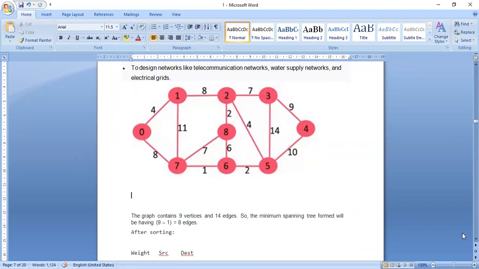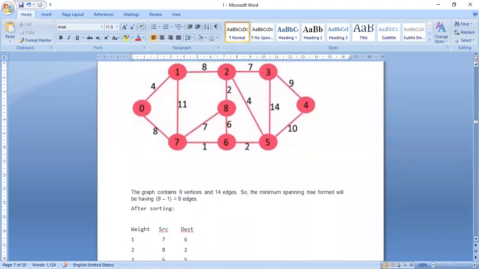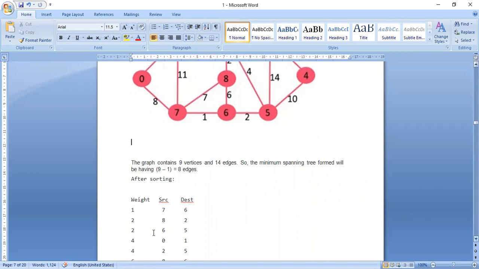6 to 7. So you can see the table here. 7 to 6, weight is 1. Next minimum distance is 2. That is 6 to 5 and 8 to 2. You can see that one, the weight in the table here. 8 to 2 and 6 to 5. So the weights are 2 and 2.